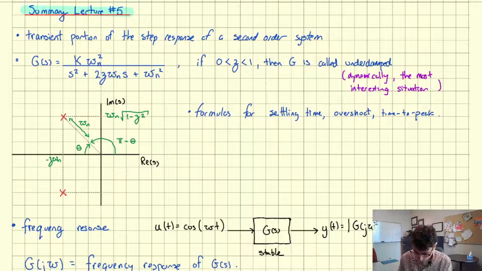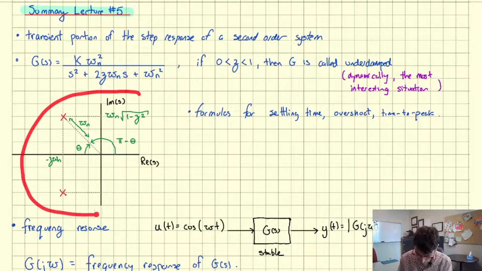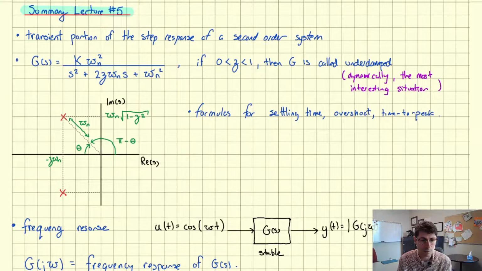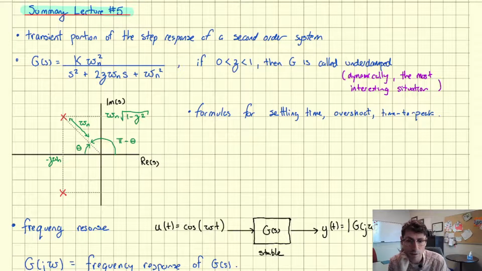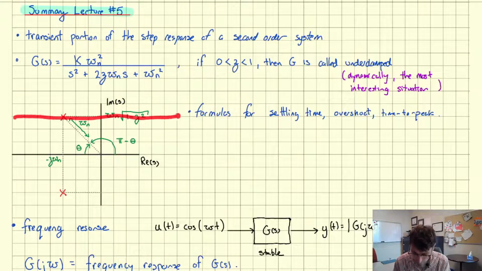Okay? And so here we had the pole locations for a second order system, a picture we drew last time. And we basically stated some formulas for some of those characteristics. What we saw was that the settling time depended on the real part of the poles, the overshoot depended on the argument or angle of the poles, the damping ratio, and the time to peak depended on the imaginary part of the poles. Okay?